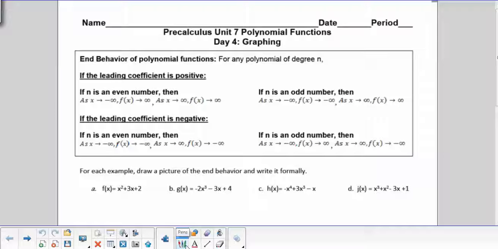Hello pre-calculus students, these are your notes on graphing polynomials. The first part should look really familiar. We talked about end behavior of polynomials in our last unit, in Unit 6.